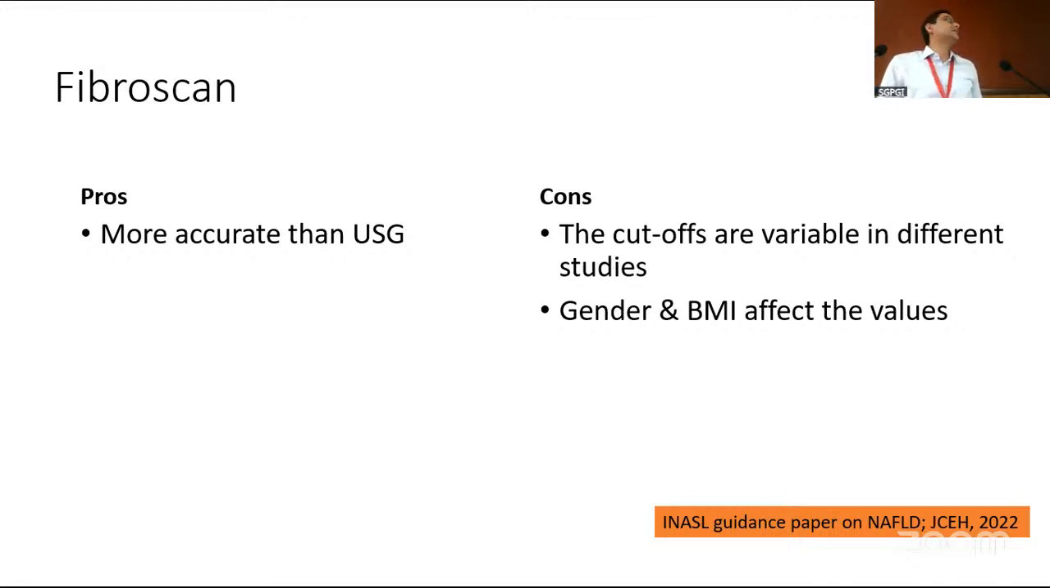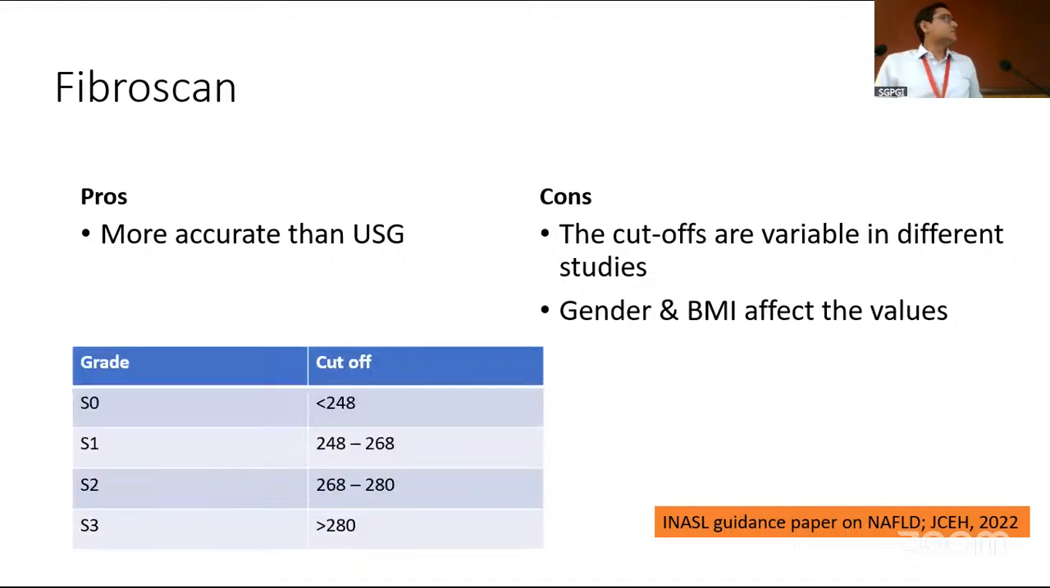However, the disadvantages are the cutoffs are variable in different studies, and gender and BMI may also affect the values. Although there are different cutoffs, this is the generally accepted cutoff, where for S1 steatosis the cutoff is 248. If the CAP value is between 248 and 268, it means S1 steatosis. 268 to 280 means S2, and grade 3 fatty liver, which was seen on ultrasound, if CAP values come out to be more than 280, then S3 steatosis is present.